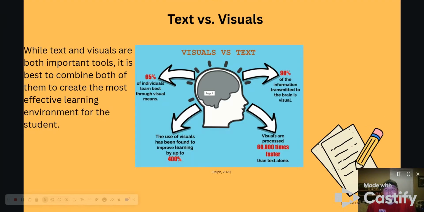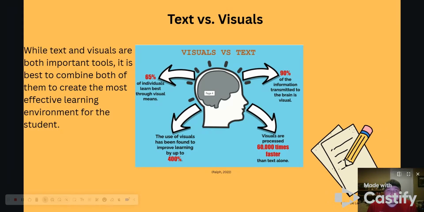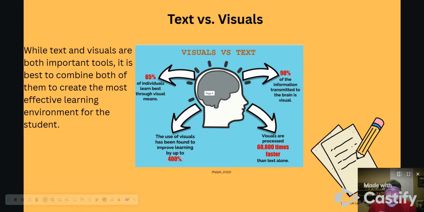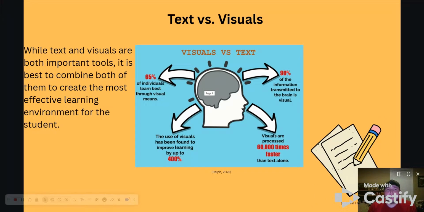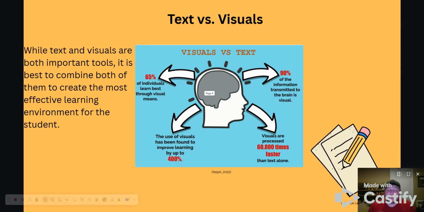And this graphic shows a little bit of how visuals and text break down. 65% of individuals learn best through visual means. 90% of the information transmitted to the brain is visual. The use of visuals has been found to improve learning up to 400%, and visuals are processed 60,000 times faster than text alone.